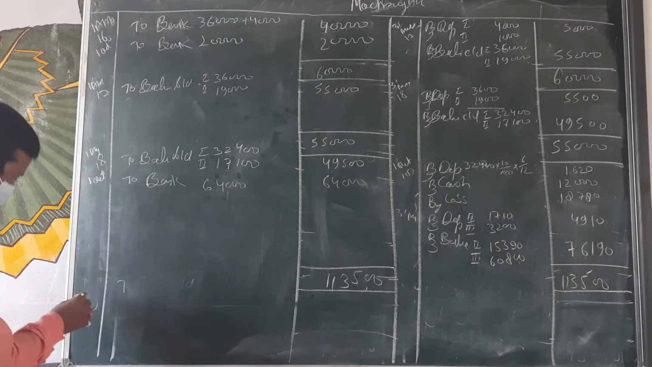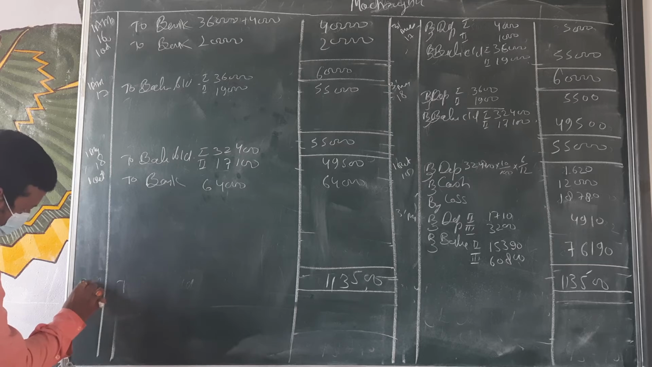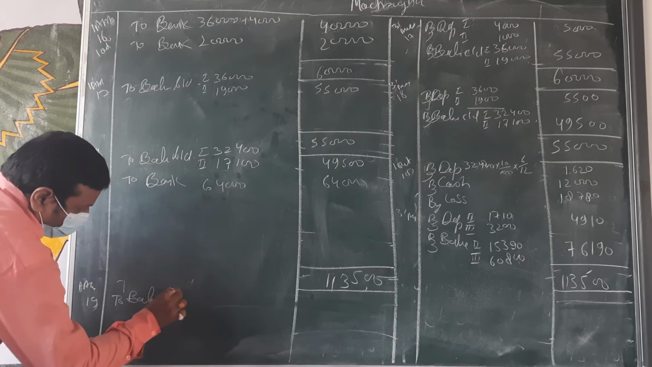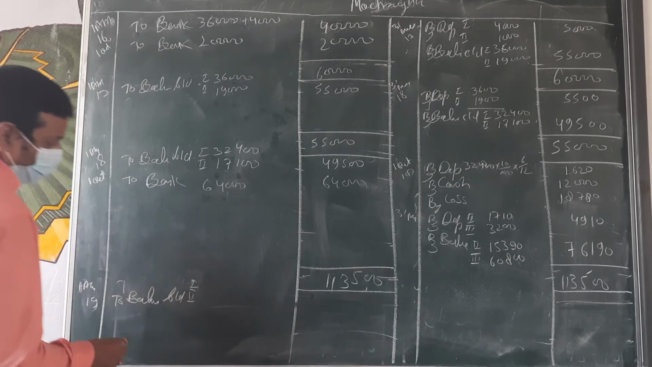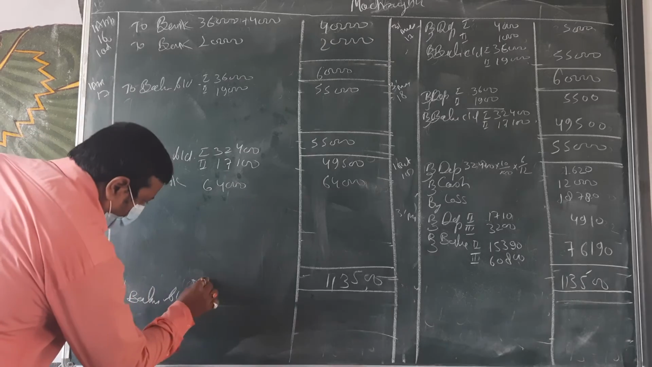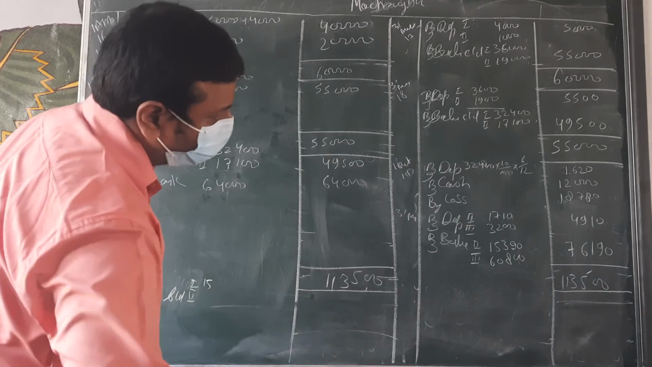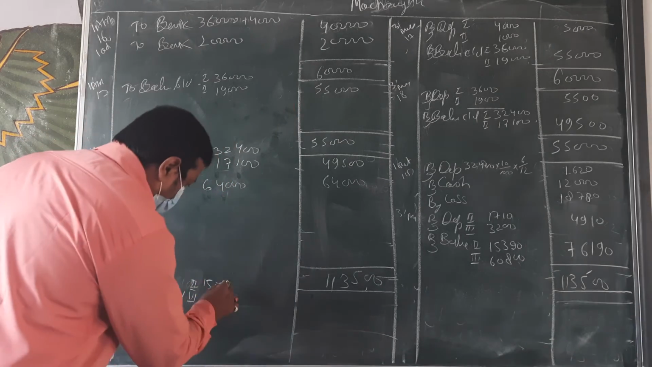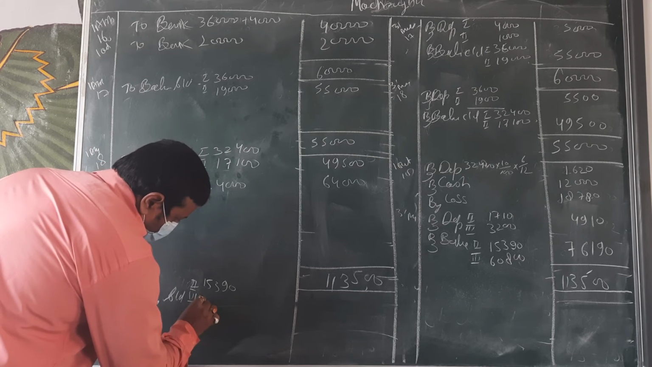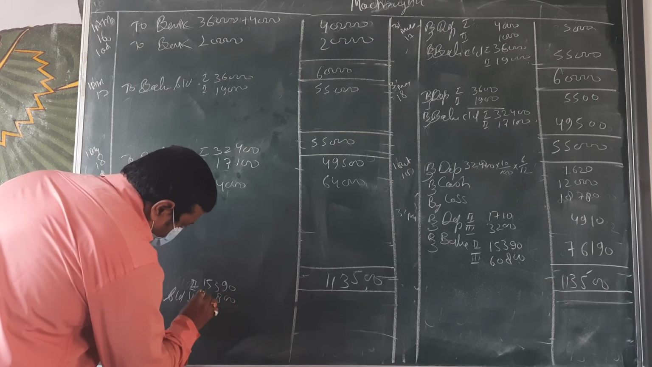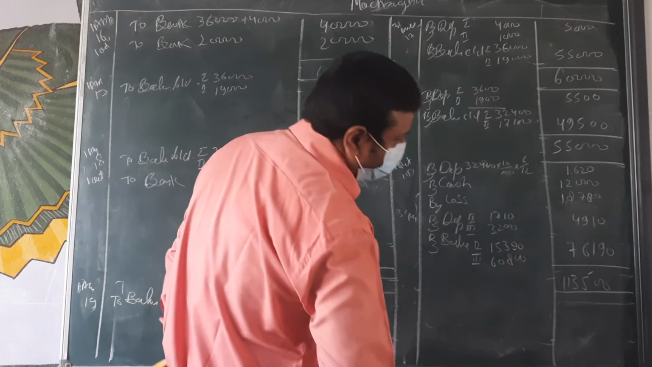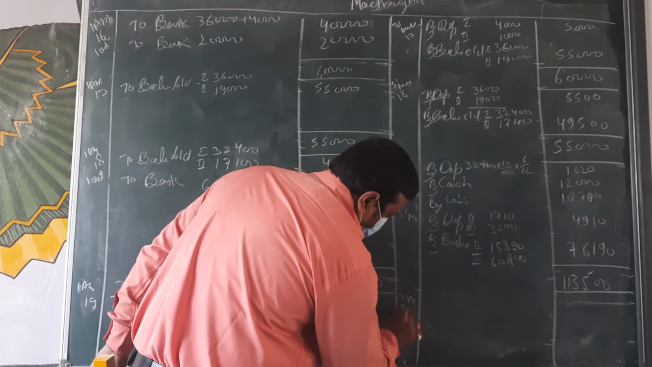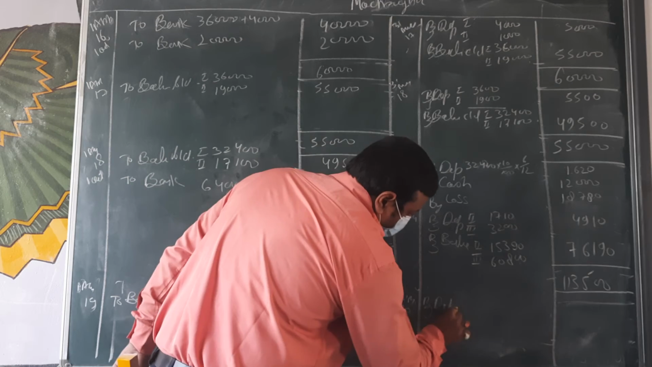Then 1st April, to balance b/d, first machine and second machine. Sorry, second and third. Second value 15,390 and third 60,800. And total amount is 76,190. Now 31st March 2020, by depreciation.